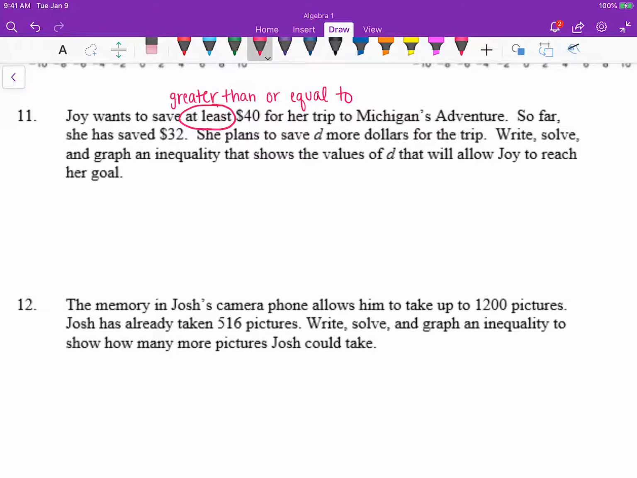Okay, so when you see that word "at least," some of us see "least" and it reminds us of the word "less." And so a lot of kids will accidentally do less than, and then their problem is wrong, their solution is wrong, and the graph is wrong. So you have to be really careful with those.